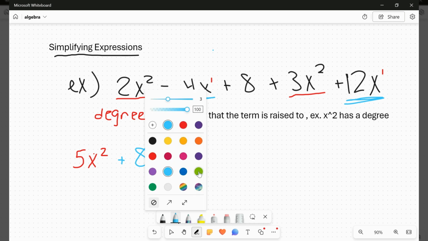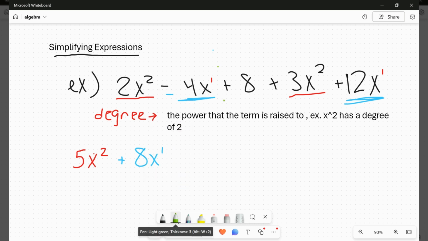Then finally, we'll scan along to the last term, and there's nothing to combine it with because it's the lone 0 degree. So we just have a plus 8. Okay, so we did it. The simplified expression is 5x squared plus 8x to the first plus 8. This is a really basic example of how to simplify an expression.